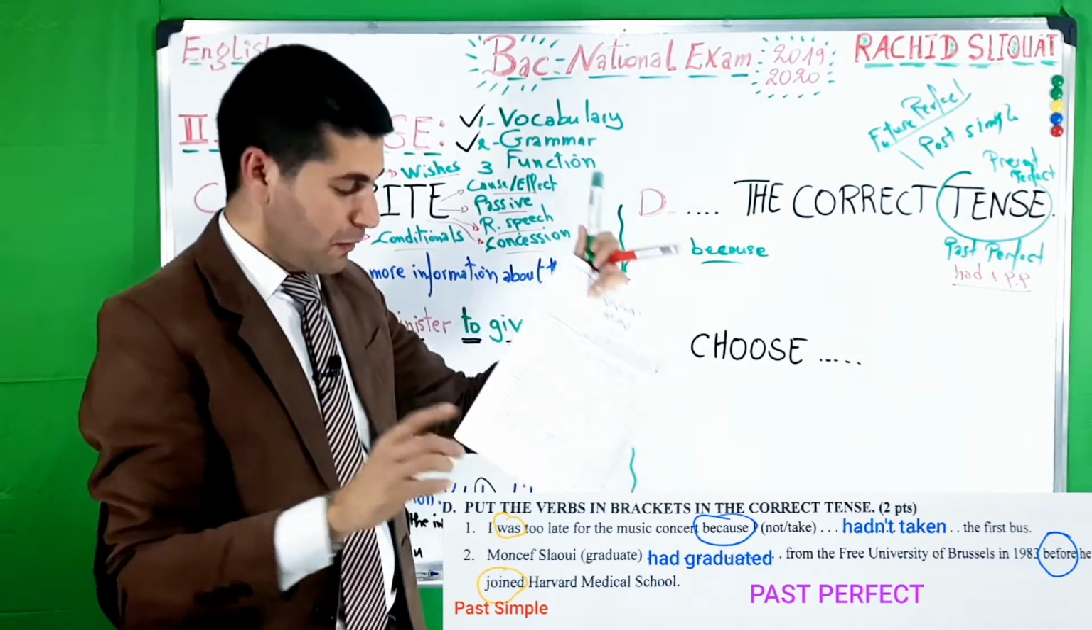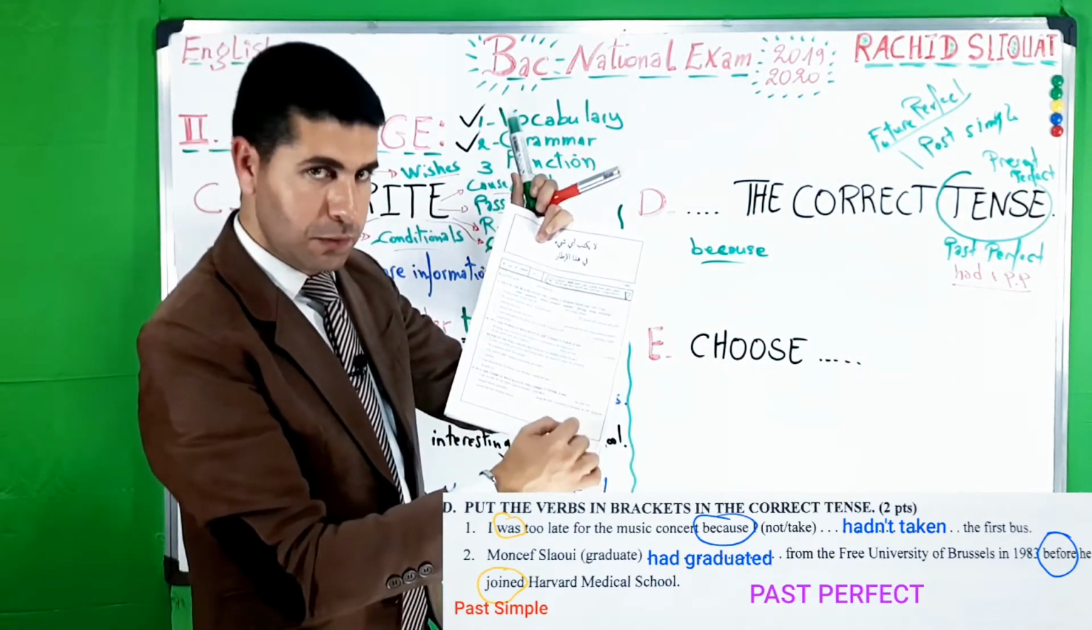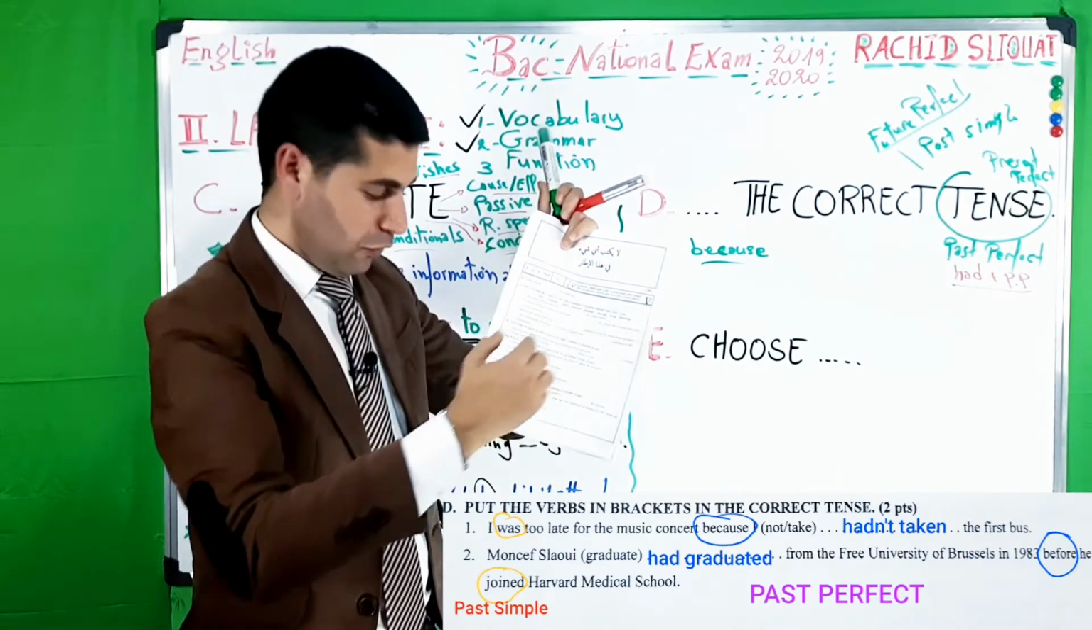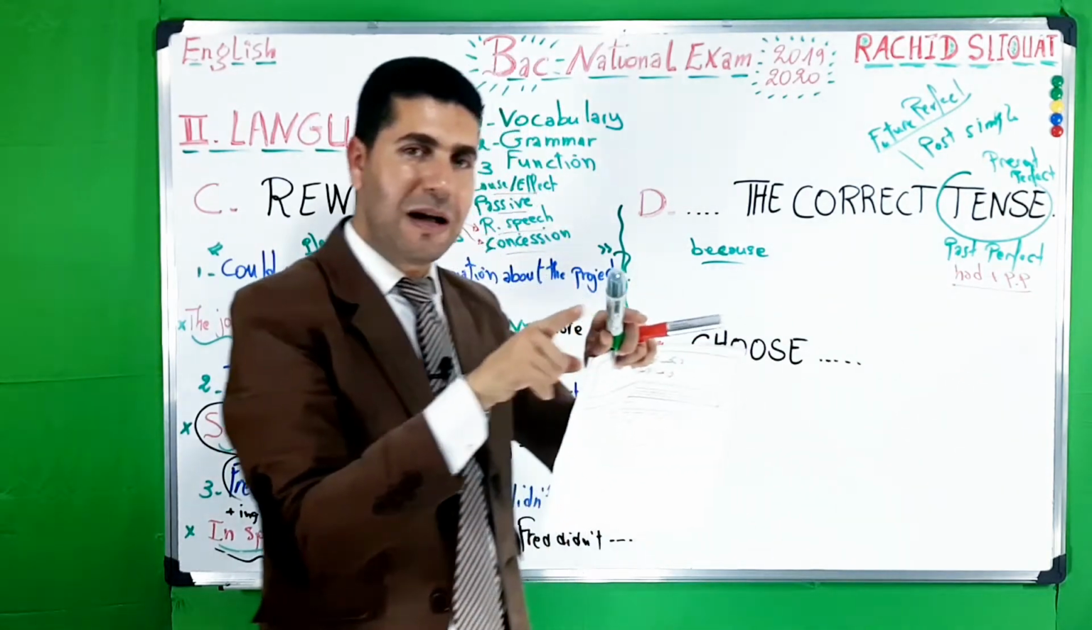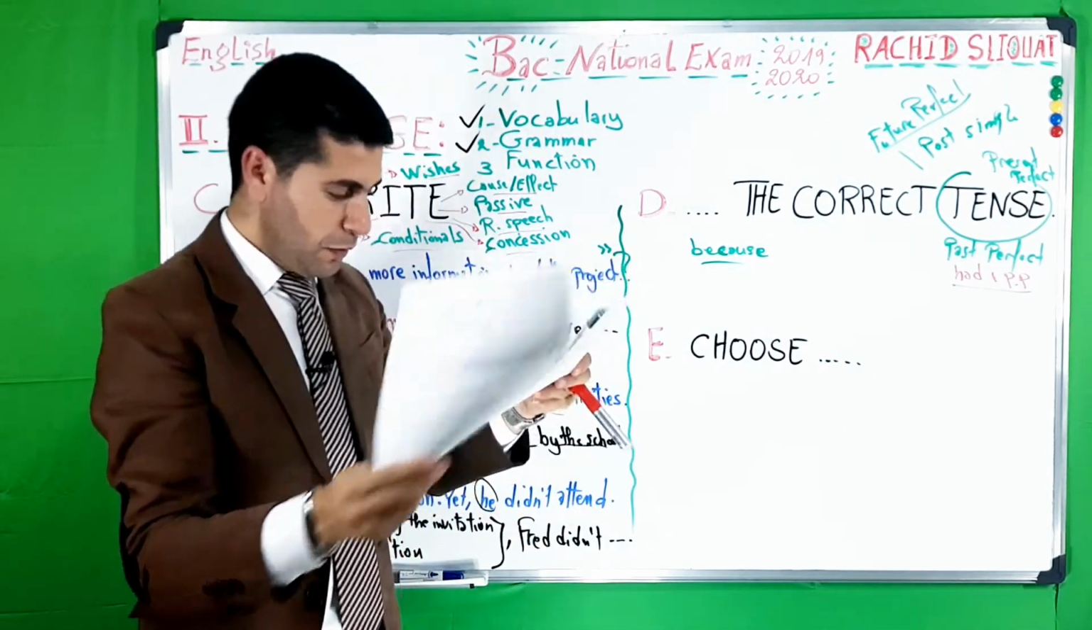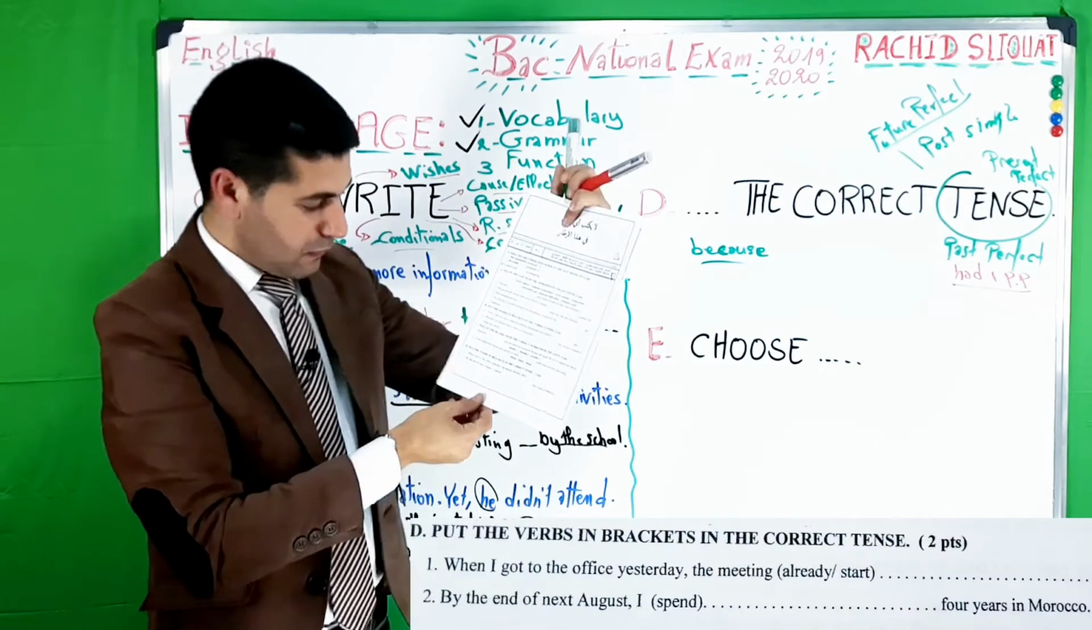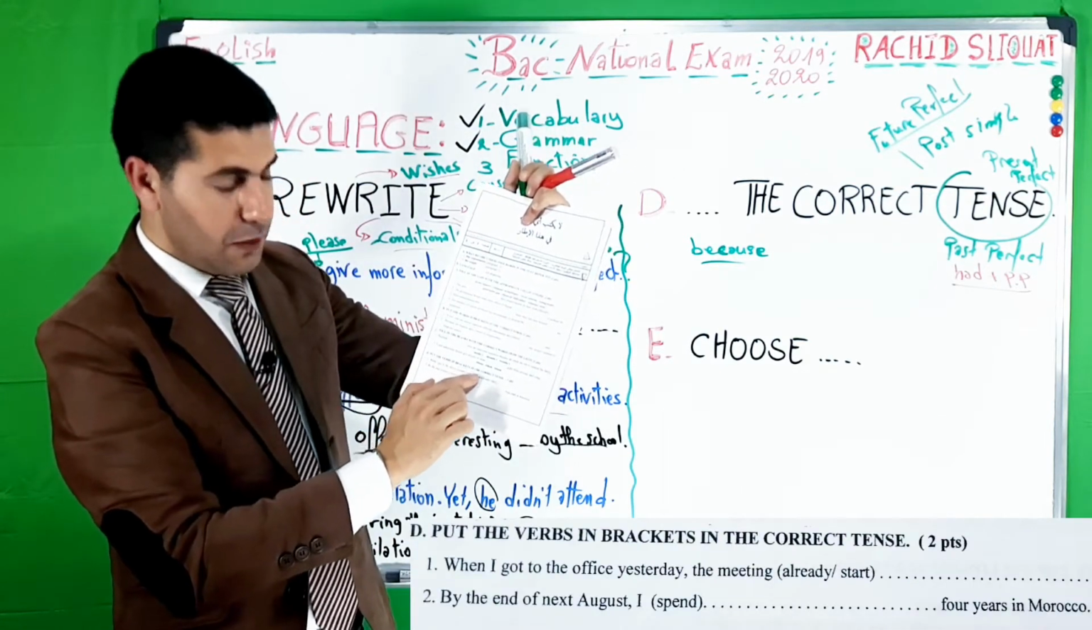So why past perfect here? Because here we have before, the linking word before, and another action which is in the past simple. I told you before that past perfect is always with past simple. If we go to another one, the 2020 catch-up exam, exercise D: put the verbs in brackets in the correct tense again.